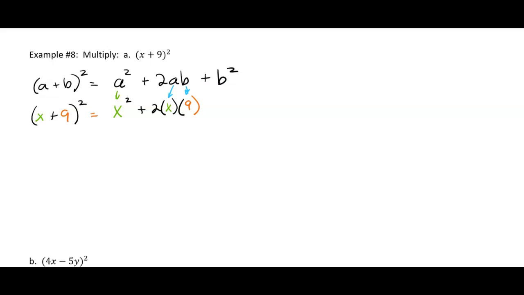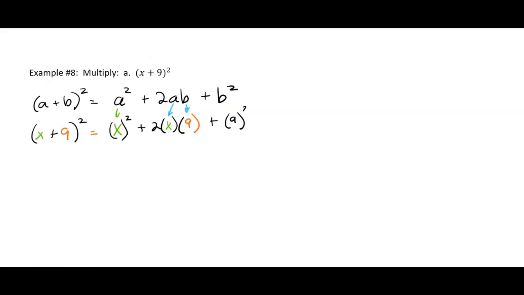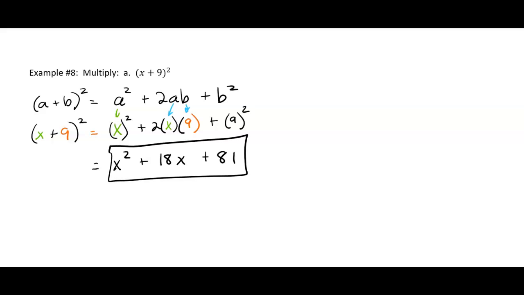Plus, and then I'm going to have whatever that b is, which is 9, so I'm going to put it in parentheses. I probably should have put the x in parentheses here too. And then that's going to be squared. Now my colors are all off, that's okay. Hopefully you get the meaning behind the formula. For every a, you're putting in an x, and for every b, you're putting in a 9. So it simplifies to x squared plus 18x plus 81.